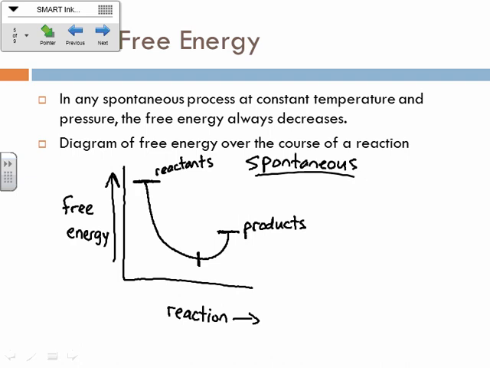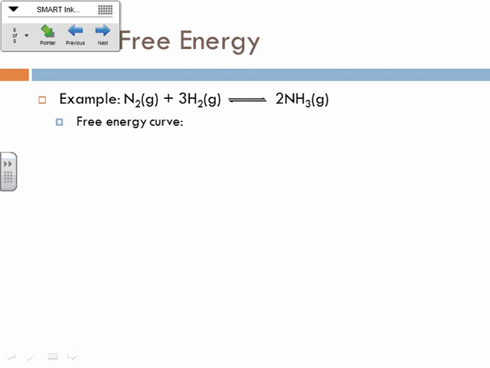So you can start with an extra amount of the products here. And if you start, well, we're going to look at an example of this in a second. So let me just leave this as it is, and then we'll talk about the example, and I think it'll make more sense than if I'm talking about it abstractly like this. So here's the example. N2 plus 3H2 yields 2NH3. So the free energy curve for this, this is spontaneous in the direction that it's written. So it's spontaneous in this direction.